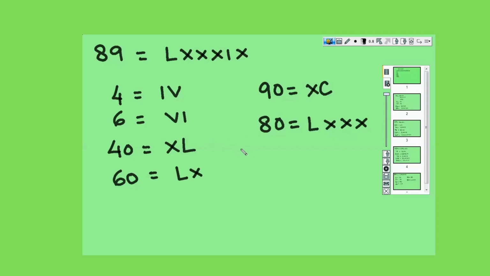Suppose if I have to write 555, how do I write 555? I write a 500, that is D. 50 can be written as L, and 5, 555. So that completes our session for Roman numerals.